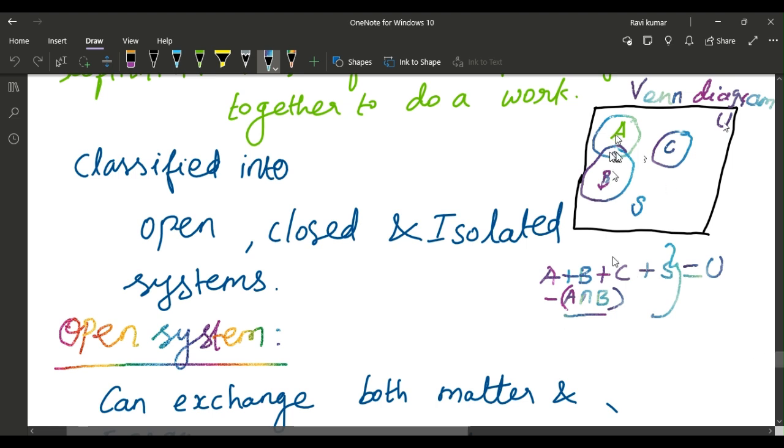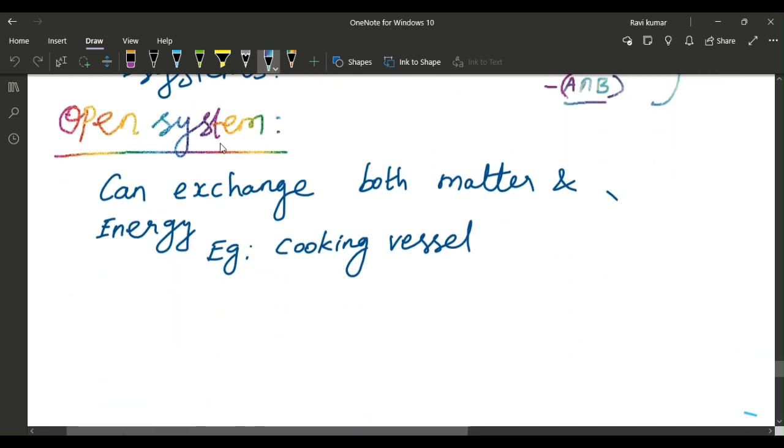A system can be classified into three types: open system, closed system, and isolated system. An open system can exchange both matter and energy. An example of an open system is a cooking vessel. In a cooking vessel, heat energy is added to boil water or whatever ingredients you are supposed to boil. You can add salt, sugar, whatever you think you can add in between during the process. So this is an example of an open system.